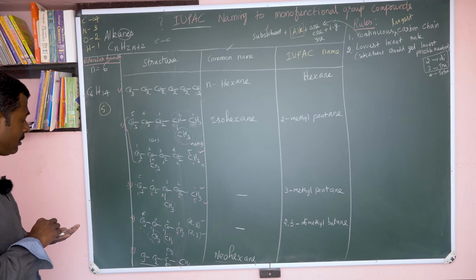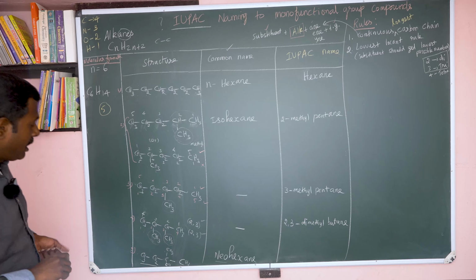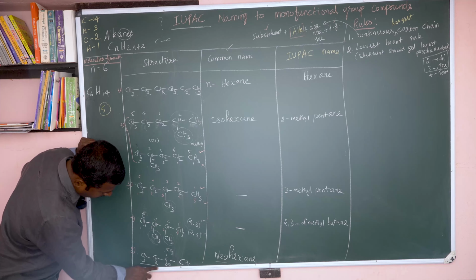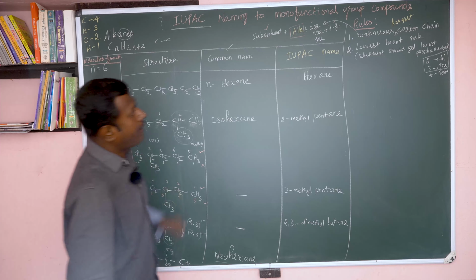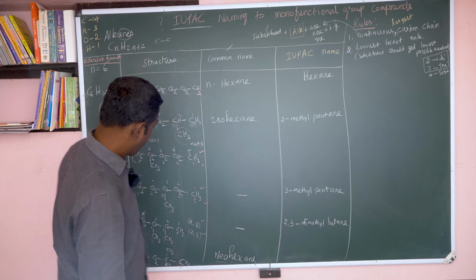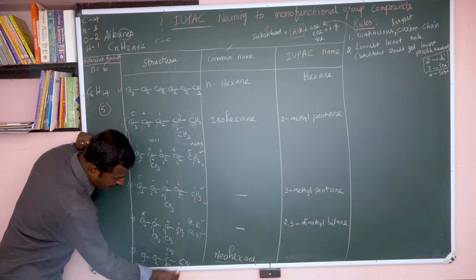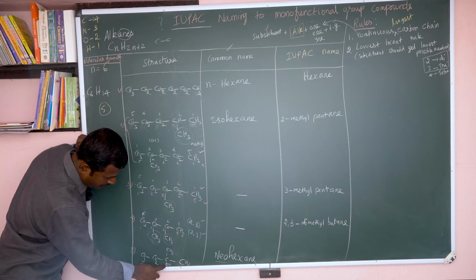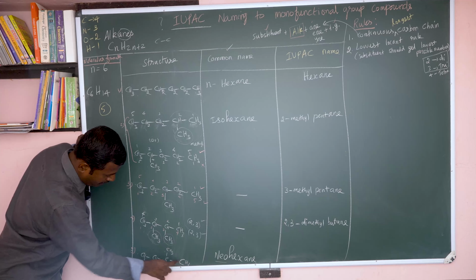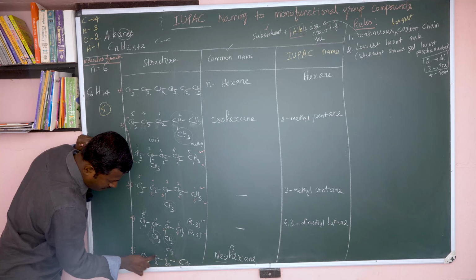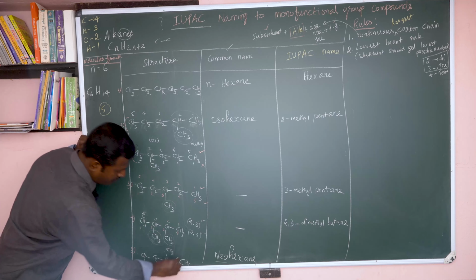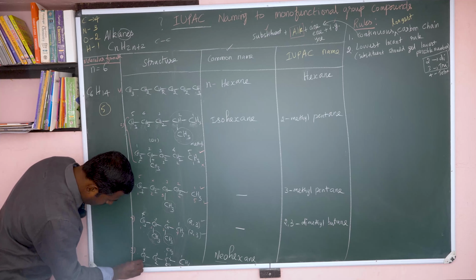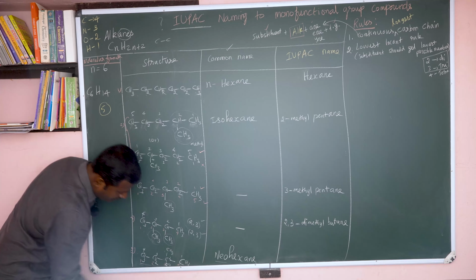Okay, right. What about the last compound? The last compound is this one. First you have to follow rule number 1. We have to choose the longest continuous carbon chain. 1, 2, 3, 4. If you start from here, 1, 2, 3, 4.